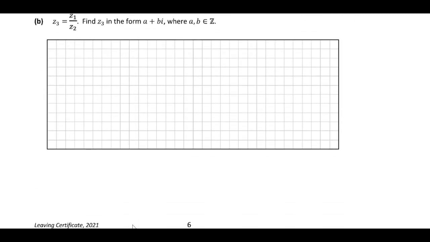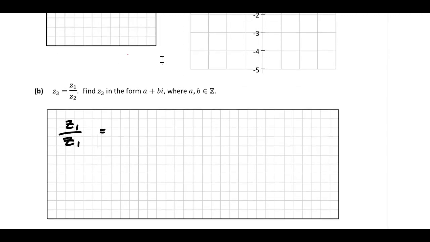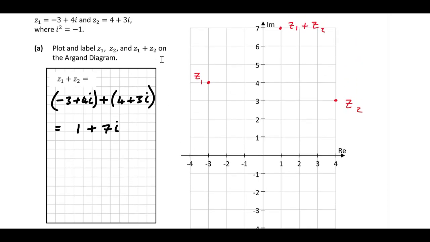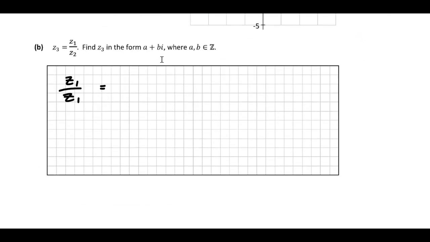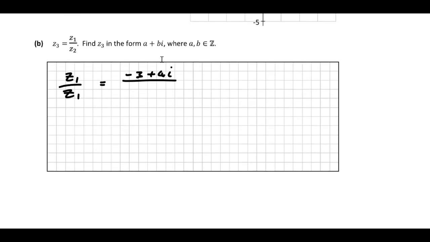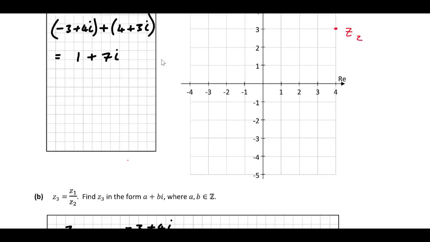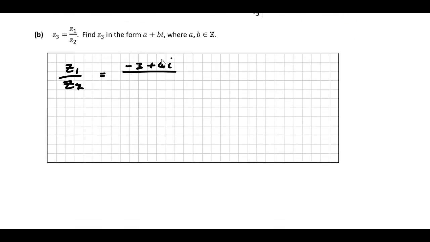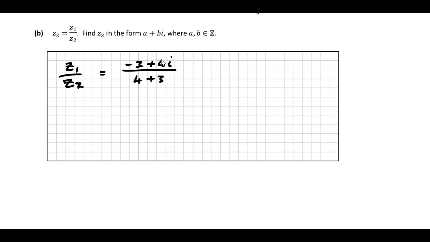So in part B here we have Z3 is equal to Z1 divided by Z2. Find Z3 in the form a plus bi, where a and b are integers. So we have Z1 divided by Z2, so let's do that. Z1 is minus 3 plus 4i. We've got to divide that by Z2 here. Z2 is 4 plus 3i.